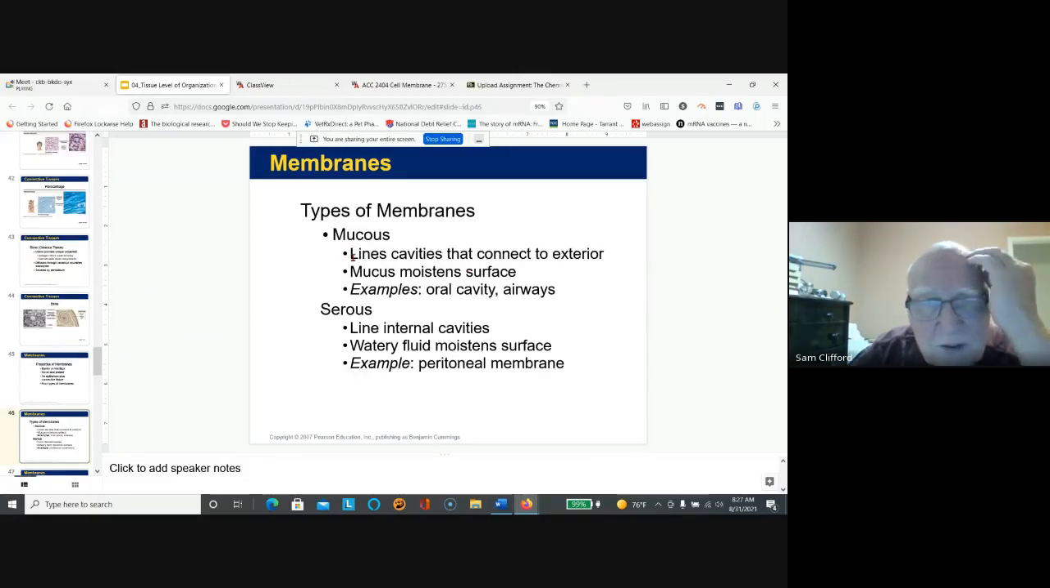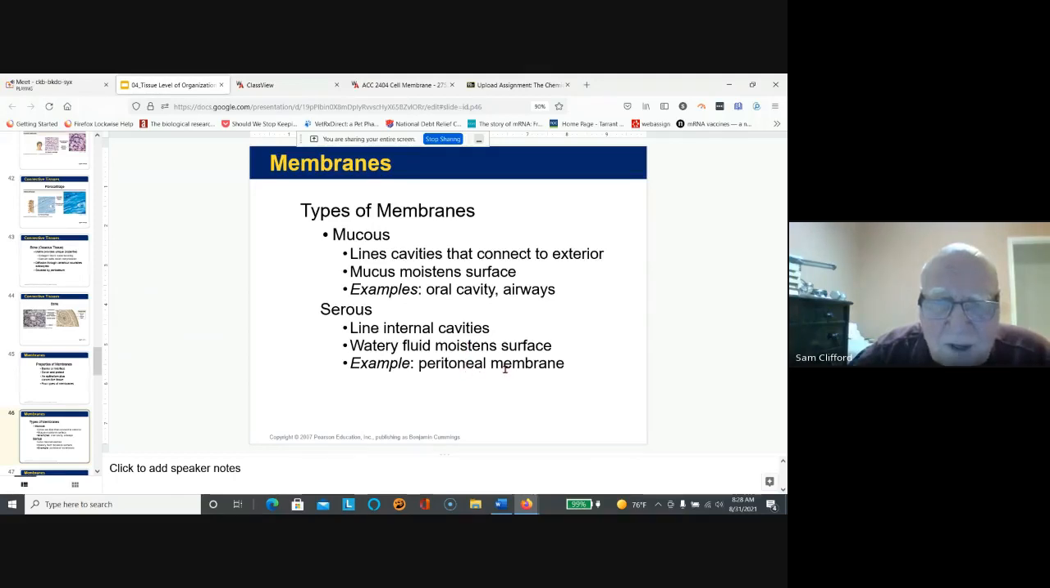Some membranes secrete mucus in your oral cavity and your airways. Mucus moistens the surface and traps debris and dirt and so on. Lines cavities that connect to the exterior, such as your digestive tract and your respiratory tubes. Serous lines the internal cavities. It's a watery fluid that moistens the surface so that these membranes remain without friction, so that your lungs can move around and your guts can move around in the cavity.